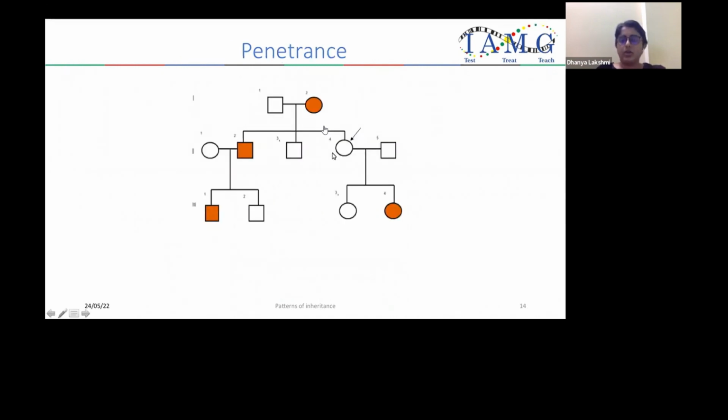Some of the autosomal dominant conditions exhibit a phenomenon known as decreased penetrance or incomplete penetrance. Penetrance is the proportion of individuals who carry a particular genotype and express the phenotype. So here in this pedigree, the individual marked here, who is 2-4, has the variation but does not manifest the phenotypic features. So here there is non-penetrance of this particular phenotype.